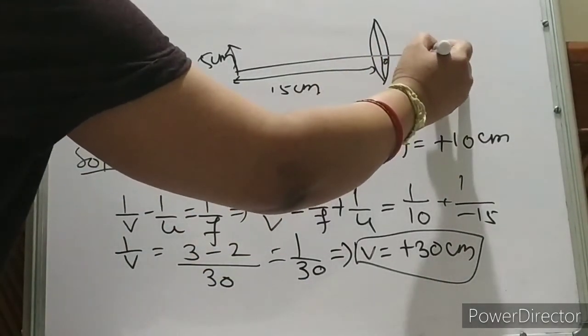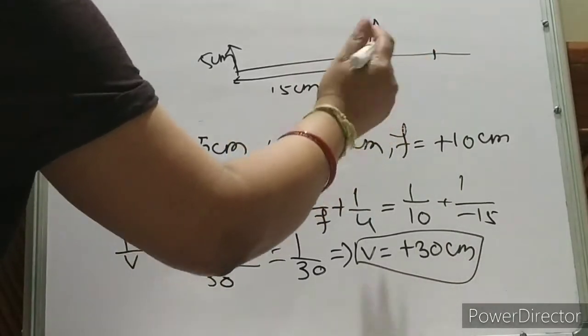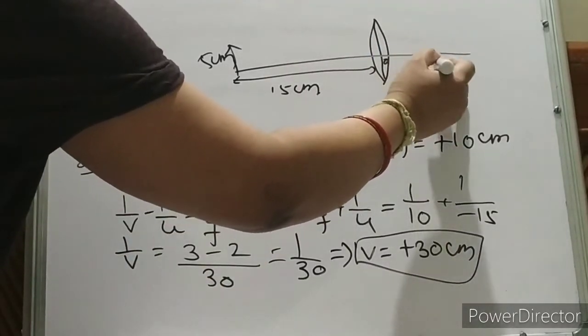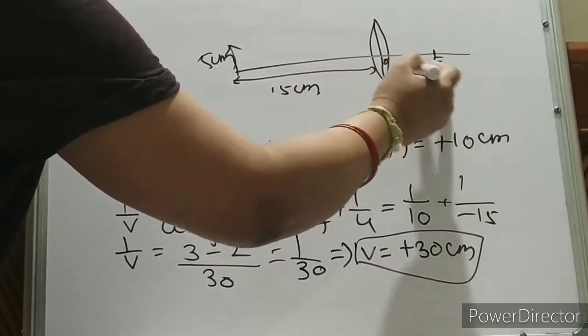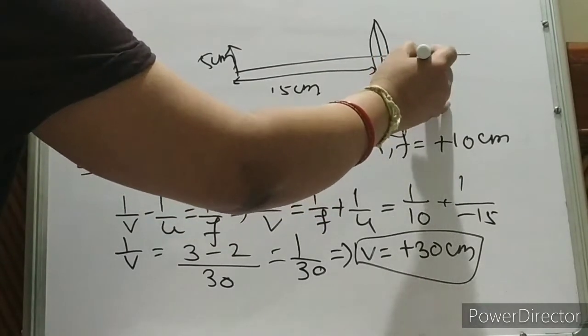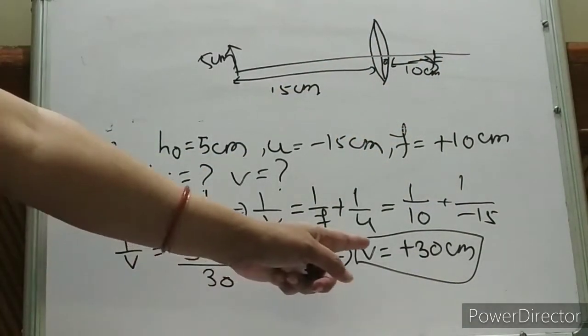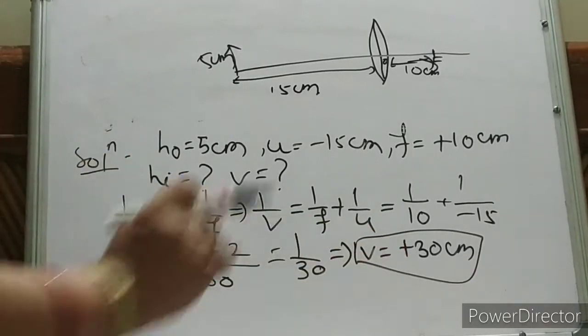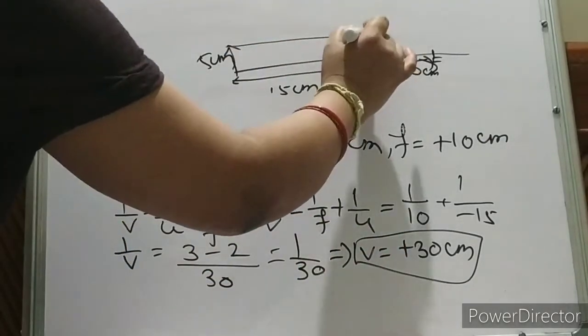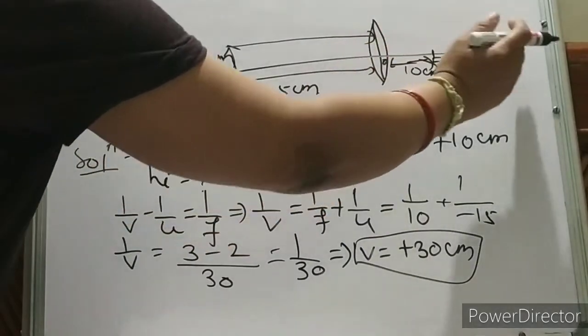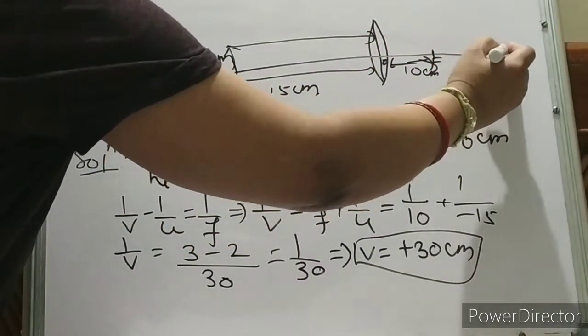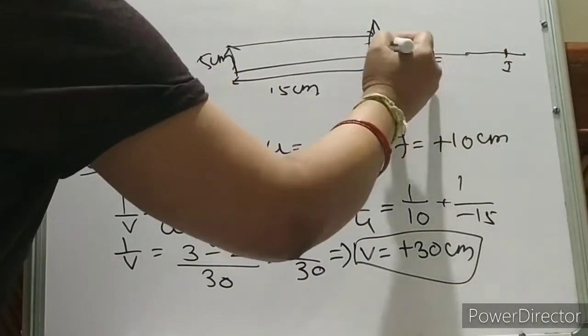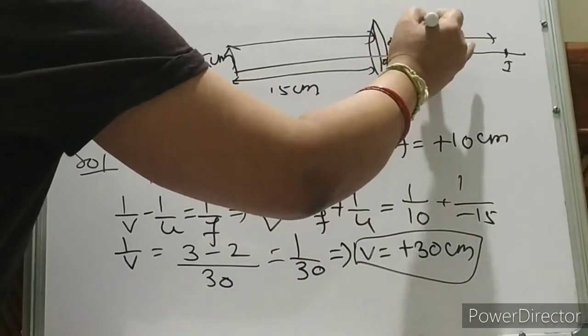You know the focus is over here, to the right of the convex lens. So this is your f. So this is 10 centimeter given. Now we got v. That means the image will form at 30 centimeter. Your incident light is going like this. So the image will form over here. So somewhere here you will get your image, that is your 30 centimeter. Is it clear, children?